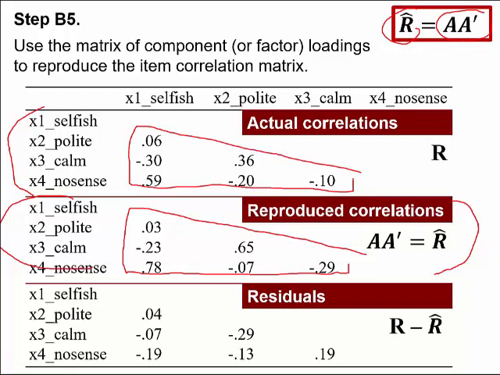And then I can create my residuals, where I take each correlation from the actual correlation matrix minus the reproduced correlation matrix to get the residual. And note that I calculated these using unrounded values. Some of these don't come out quite exactly right using the rounded values I have in these tables. But if we had unrounded values, you would see these all come out just exactly right. So we take negative 0.3 minus negative 0.23, and that comes out to negative 0.07. 0.59 minus 0.78, we get negative 0.19, and so forth. So we create our residuals.